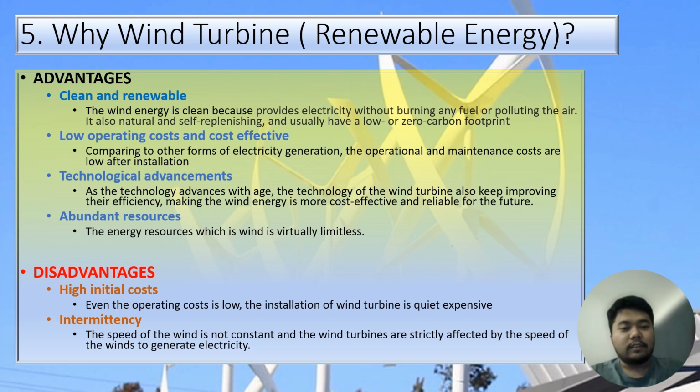However, there are also disadvantages of wind turbines, and one of them is high initial cost. Even though the operating cost is low, as mentioned before, the installation of a wind turbine is quite expensive. The second disadvantage is intermittency. The speed of wind is not constant, and wind turbines are strictly affected by the speed of the wind to generate electricity. That's all from me.